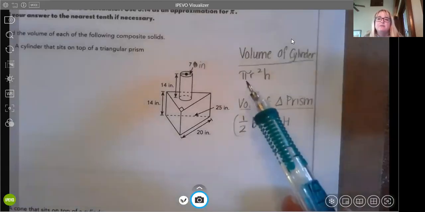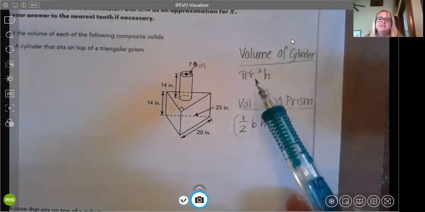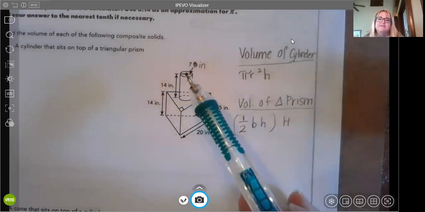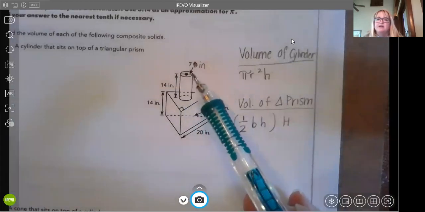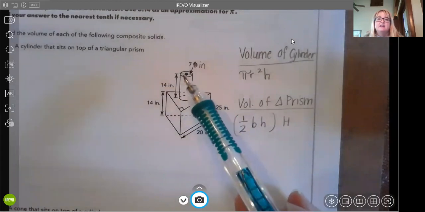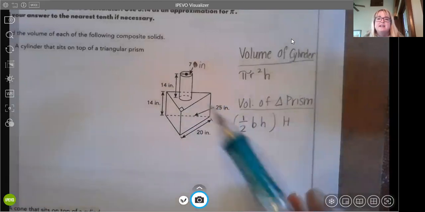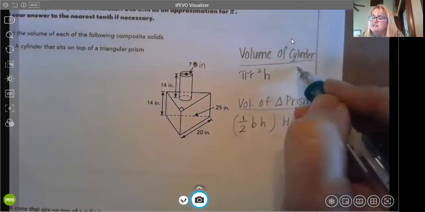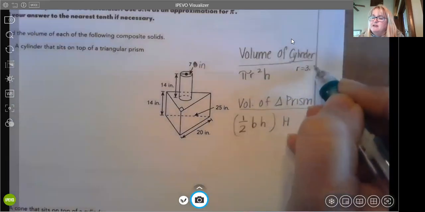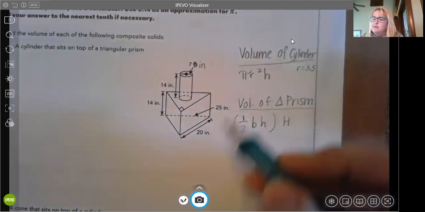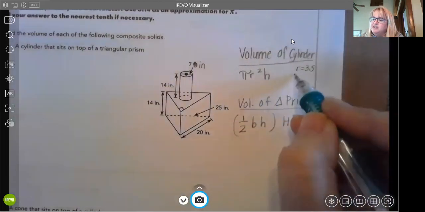The volume of a cylinder is pi times the radius squared times the height. The radius is half the diameter, and we see right here that the cylinder has a diameter of 7 inches. So the radius would be half of that, and half of 7 is 3.5. So I'm just going to write that right here. The radius is 3.5. And the height of the cylinder, well, we can see that the height is 14 inches.